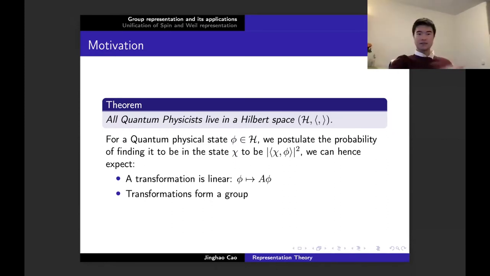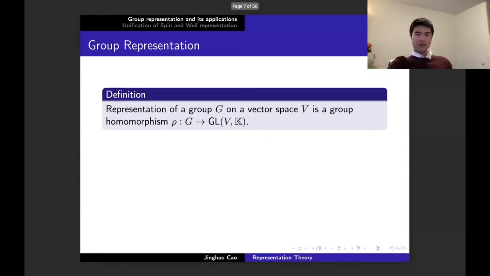So, motivated by this transformation of physicists, we can naturally define the representation of a group. What's a representation of a group? It's a group homomorphism from the group to the general linear group of a vector space. So basically, if this vector space is finite dimensional, we just map a group element to a matrix. There are certain things I would like to mention for the representation.